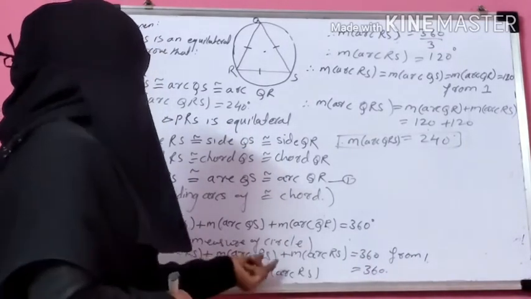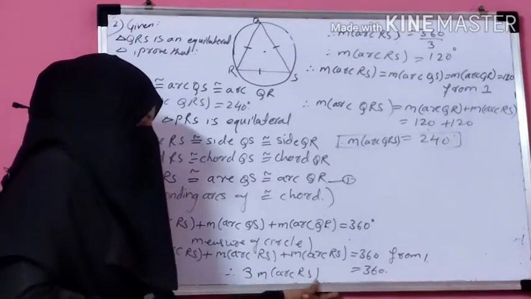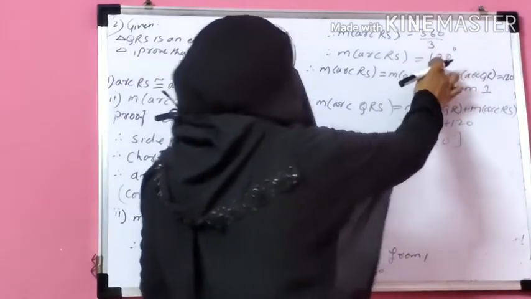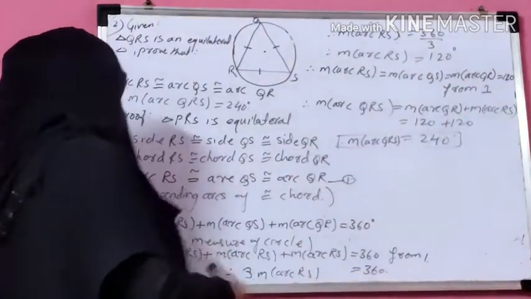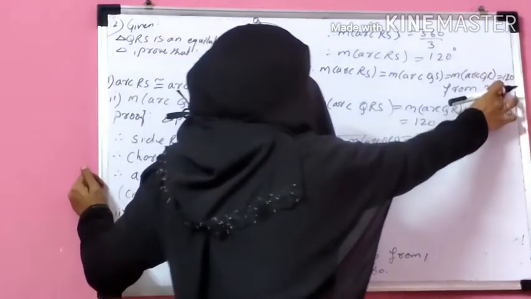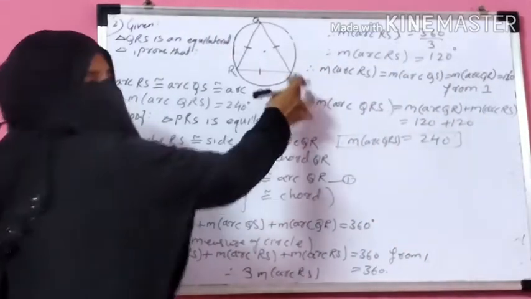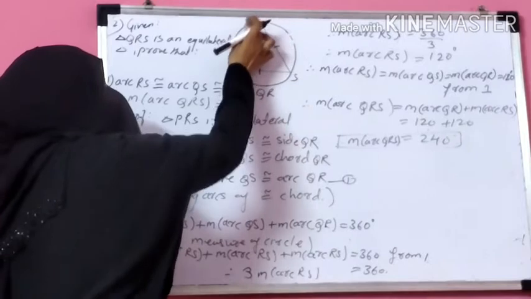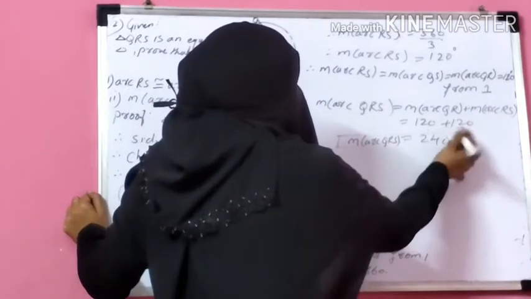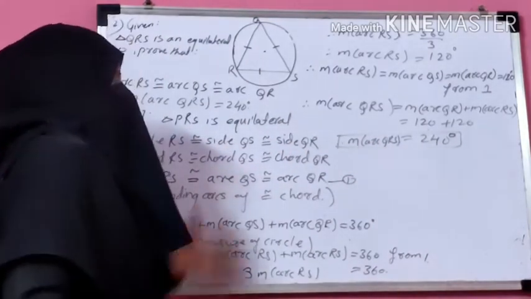All three arcs are equal. So in place of QS and QR, I write here RS. So 3 times measure of arc RS is 360. So measure of arc RS is 360 divided by 3 is 120, and measure of RS is equal to QS and QR. So measure of all three arcs is 120 degree. Then you have to find measure of arc QRS. QRS is nothing but the summation of measure of arc QR plus RS. So 120 plus 120 is 240 degree. Got it? Easy question, just practice it.